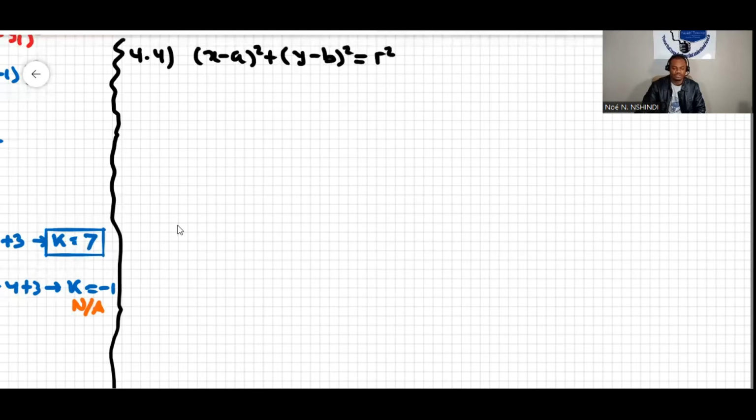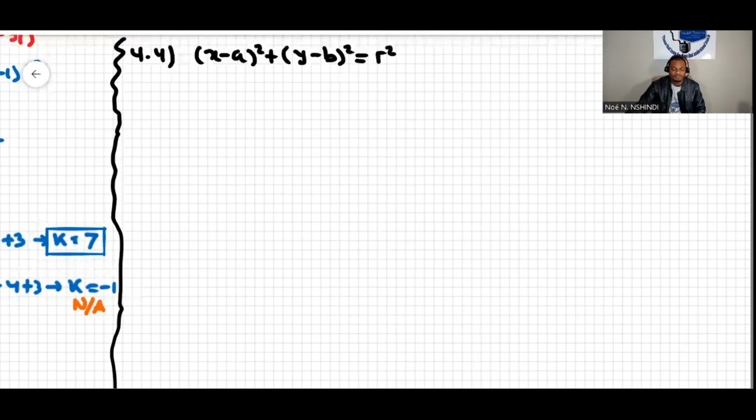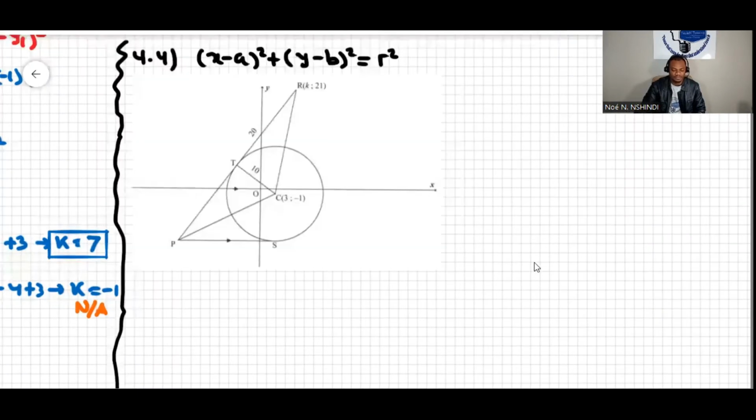So let's first redraw the diagram over here. Okay, here's the diagram. The circle passes through point C and S. We know that from the equation of the circle, a and b are just the coordinates of the center. This is the x coordinate of the center, that's the y coordinate of the center, and then this is the radius.